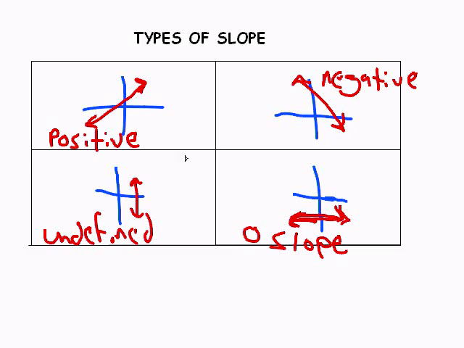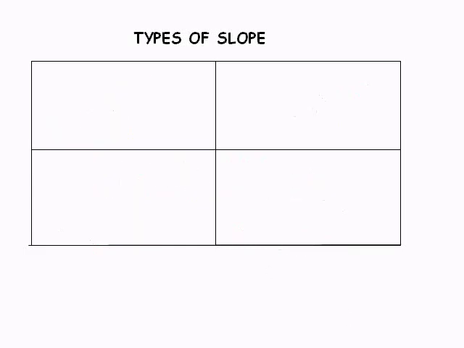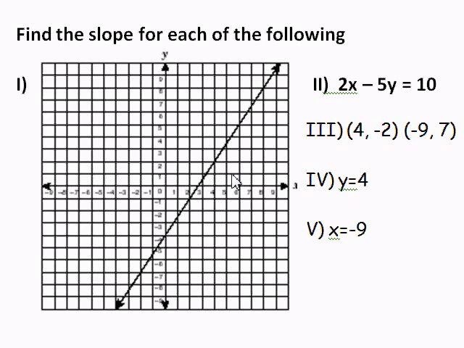These two, undefined and 0 slope, are a little weird. Undefined slopes always have the equation x equals some number, and 0 slopes always have the equation y equals some number. They don't have any other variable than just x or y. Now here's 5 problems, all of which are going to require us to find the slope of the line. So go ahead and pause the video, work these 5 problems out, and press play when you're ready to see the answer.